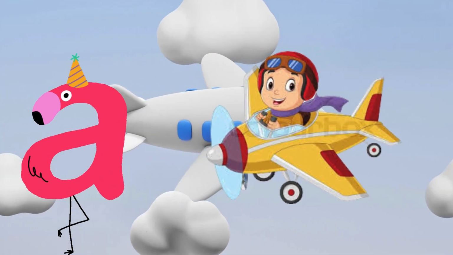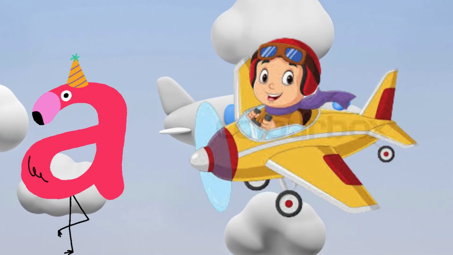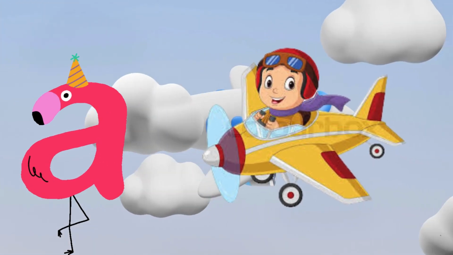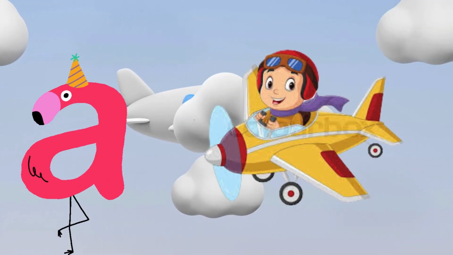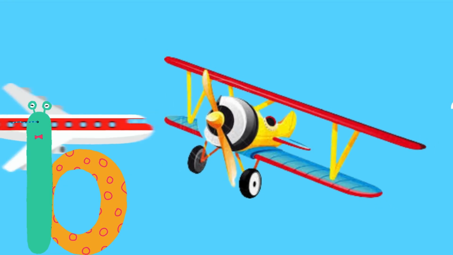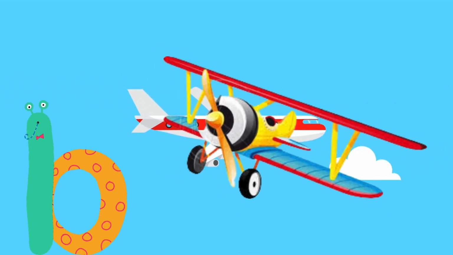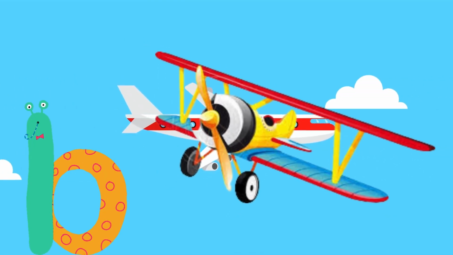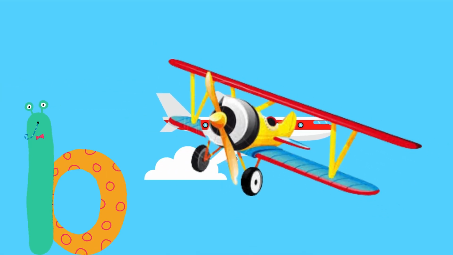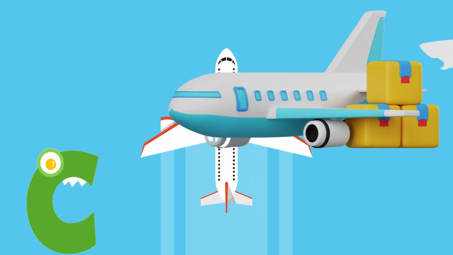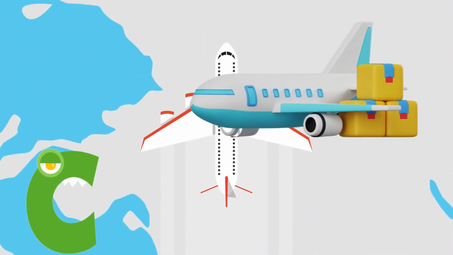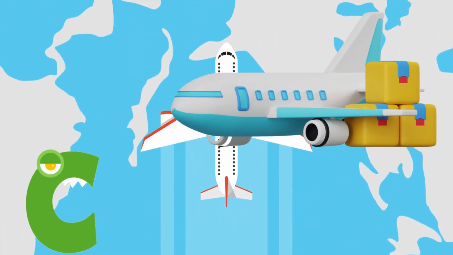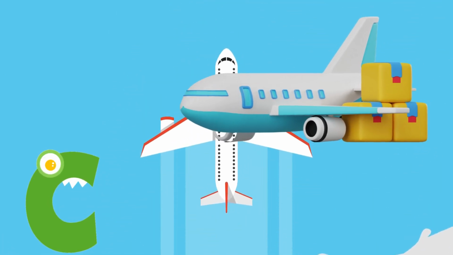A is for airplane. Airplane. Soaring through the skies. What a gain. B is for biplane. Biplane. With two wings stacked, it flies through the rain. C is for cargo plane. Cargo. Carrying goods wherever they go.